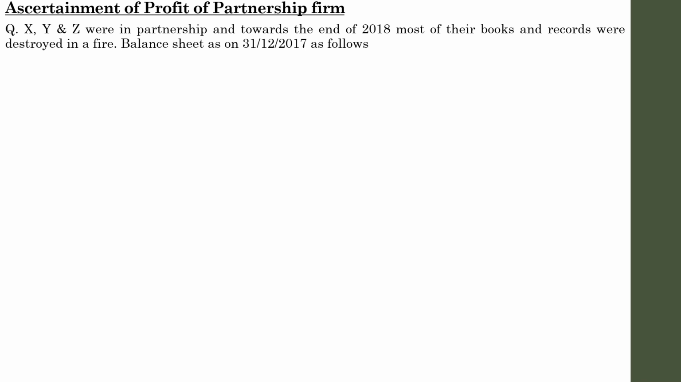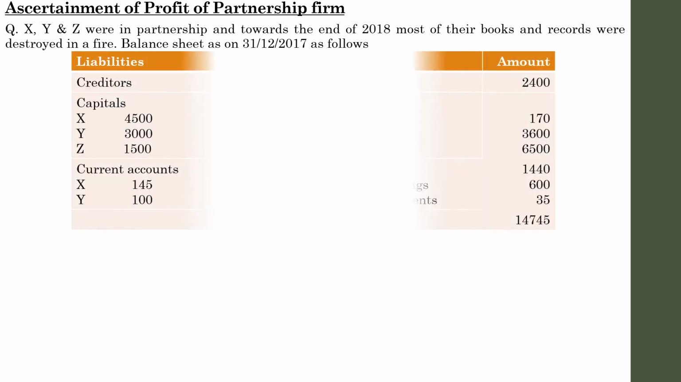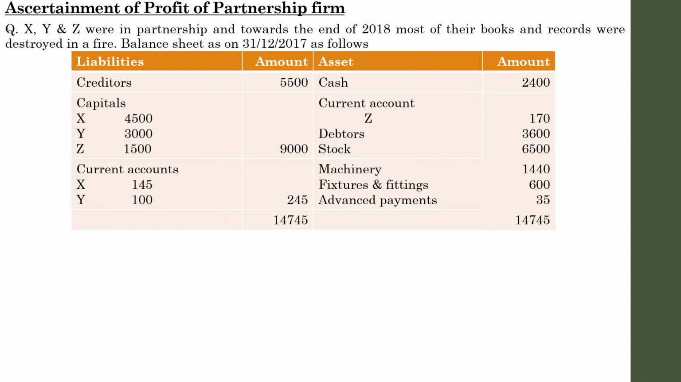XYZ were in partnership towards the end of 2018. Most of their books and records were destroyed in a fire. Balance sheet as on 31/12/2017 is as follows. So this is a balance sheet. If you have learned partnership concerns, the balance sheet will be familiar to you. It is almost similar to a usual balance sheet of a business concern.